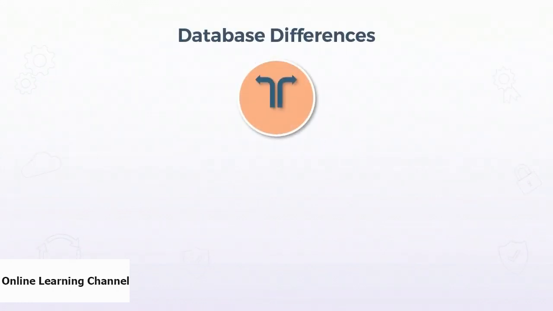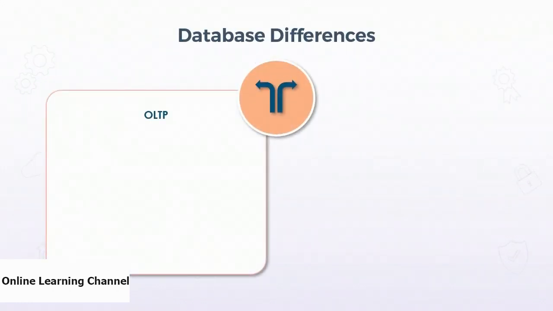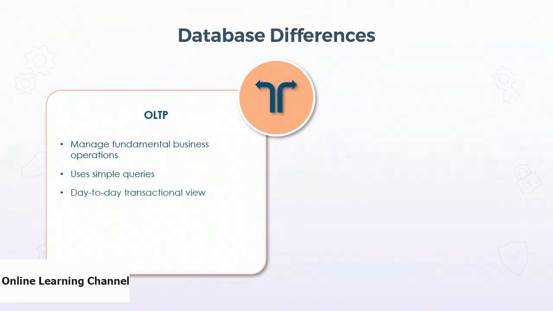So let's look at some of the differences between OLTP systems and OLAP systems. First of all, the OLTP systems are used to manage the fundamental business operations. So selling, invoicing, these types of things. It uses simple queries, so no ad hoc queries or anything too intense. It gives you the day-to-day transactional view. So sales per day, revenue per day, returns per day, right? This all goes back to your fundamental business operations.